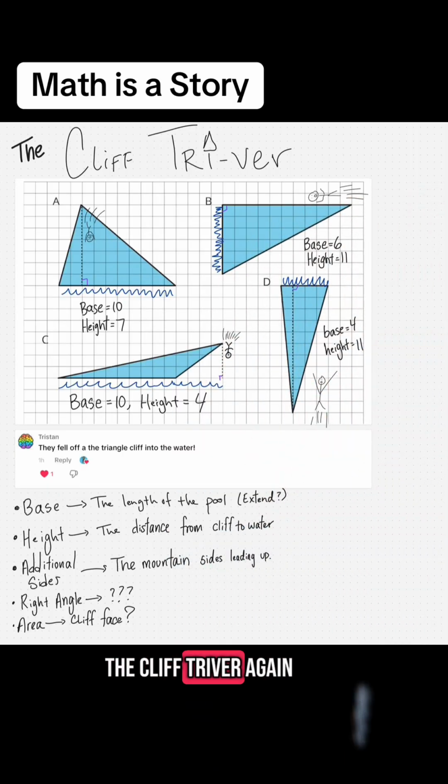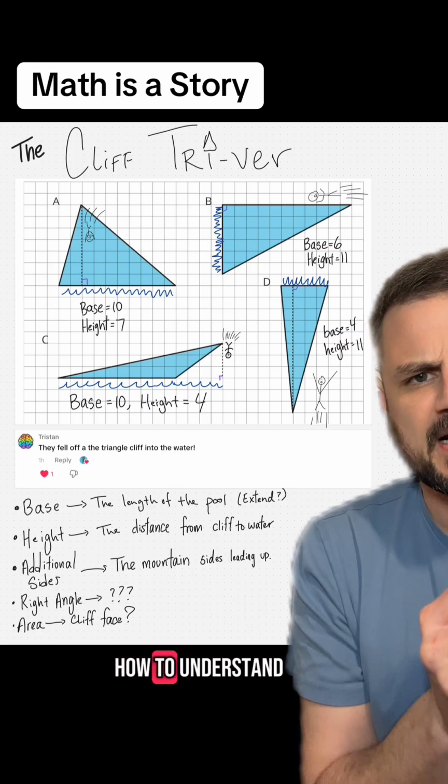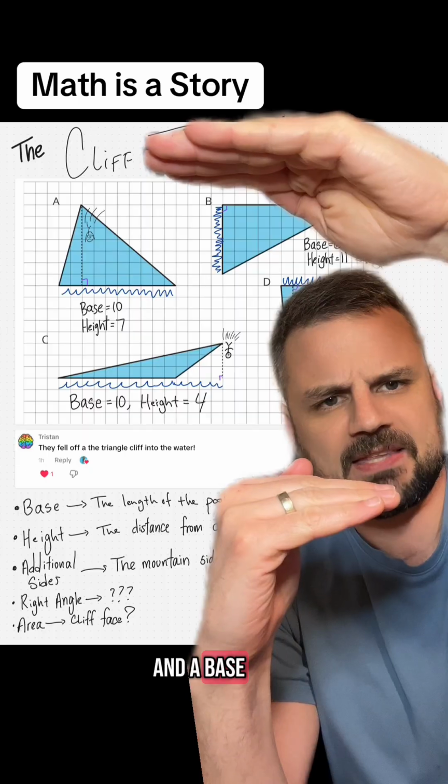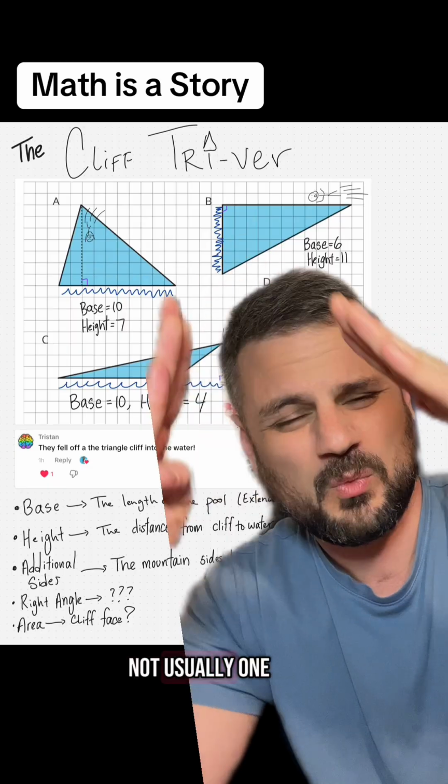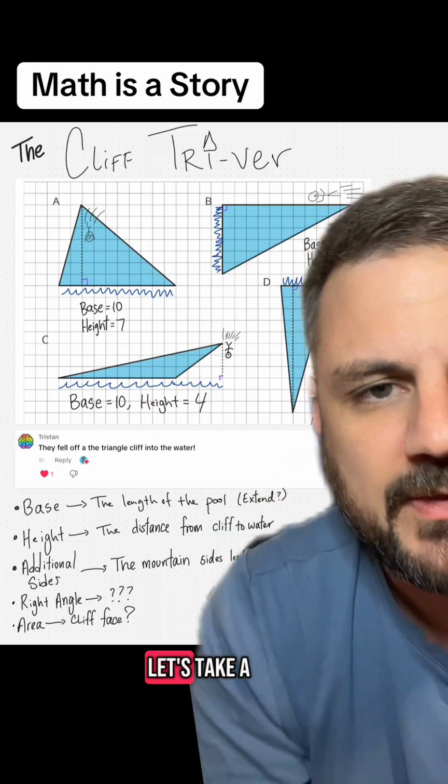Let's talk about the Cliff Diver. Again, I'm trying to teach my children how to understand that a height and a base of a triangle need to be connected by a perpendicular line, and why it's not usually one of the sides unless it's a right triangle. Let's take a look at this example.